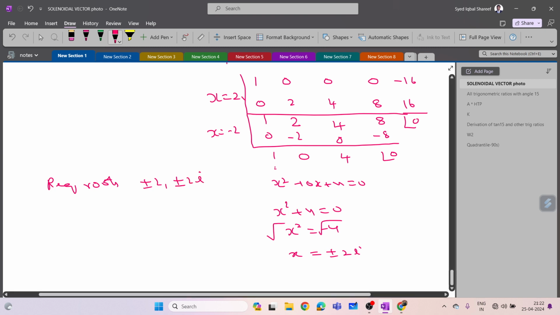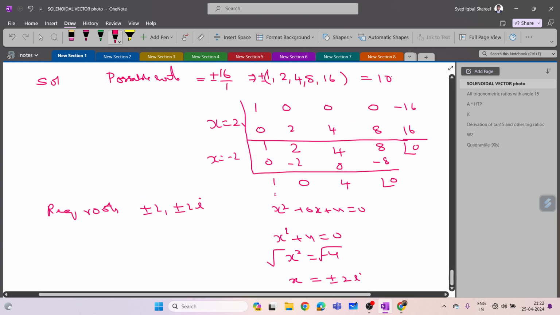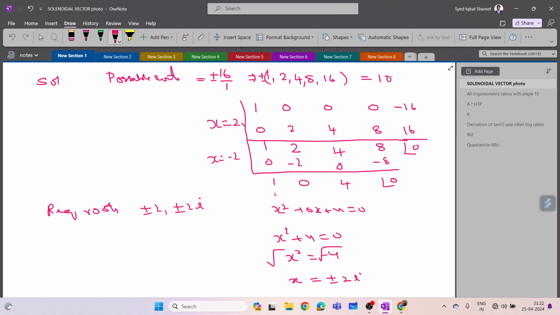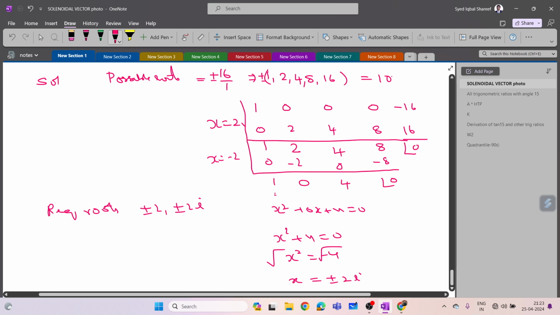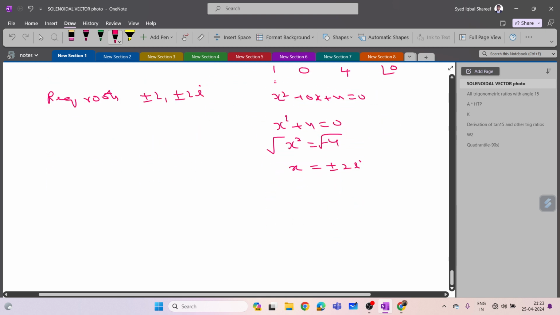You see here, we have done possible roots. There is no imaginary root there, but we got imaginary roots in the answer. So this condition is just necessary, not sufficient. The root may come outside our possible roots also. This is the example we have done.